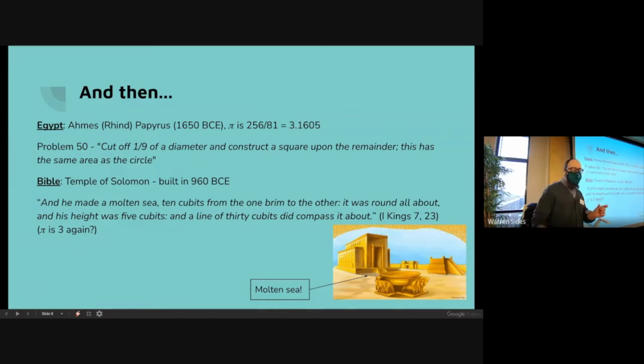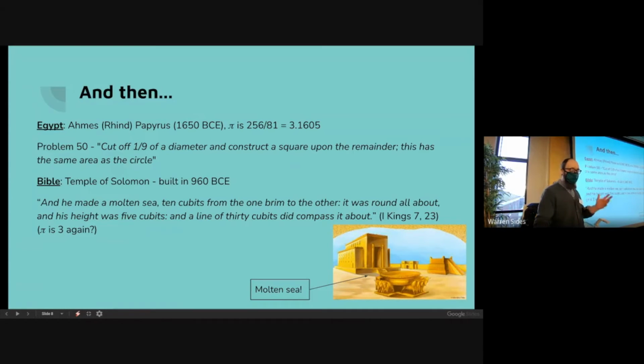So in Egypt, they had a slightly better approximation based on this idea of a grid of squares, slightly better than the hexagon approach that we just looked at. It's referenced in the Bible, the value of pi, in the building of the Temple of Solomon, which was built in 960 BCE. So whenever it was written, that's when it was built.